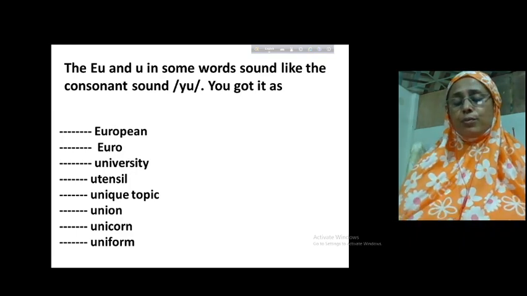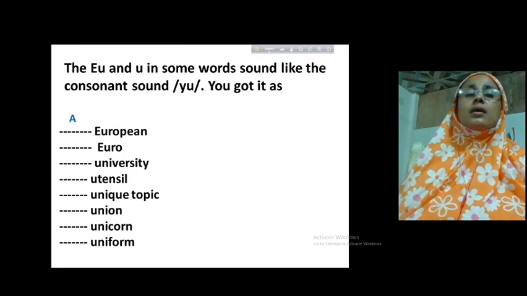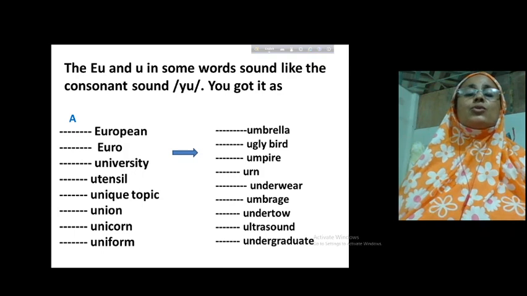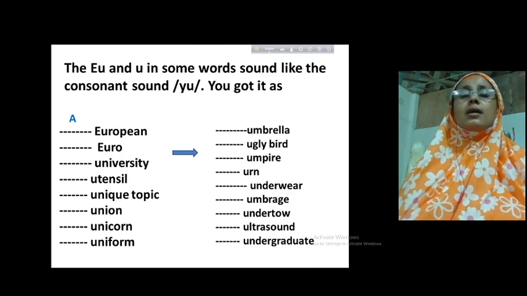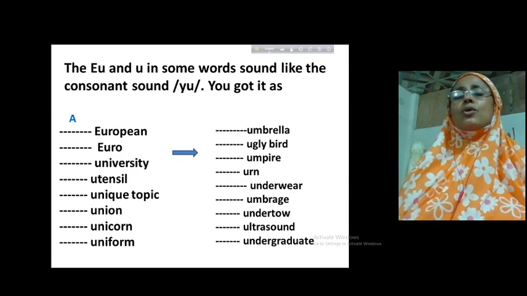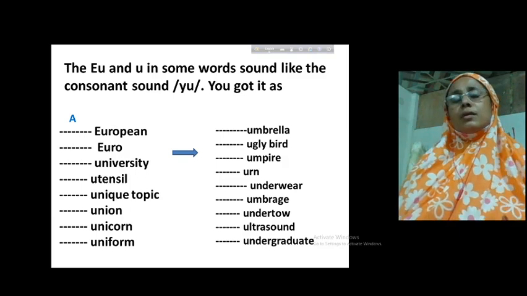So, what will you put? You will put a before all of these. And what about the next ones? Again, here is U, but the sound is like a short uh. Umbrella, ugly bird, umpire, earth, underwear, undertow, ultrasound, undergraduate. So, what will you use in the blank?